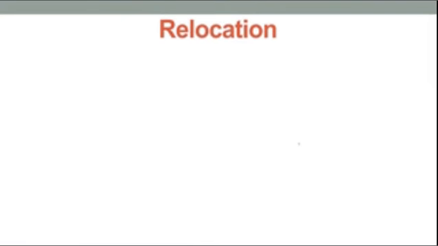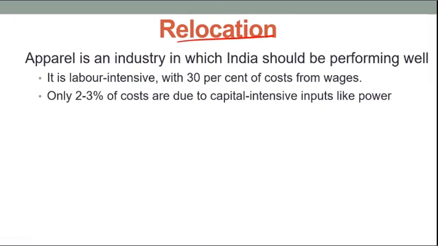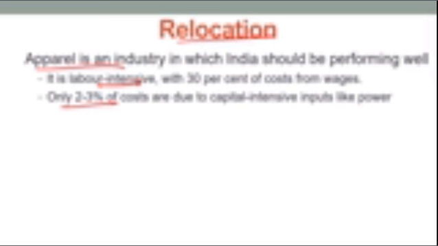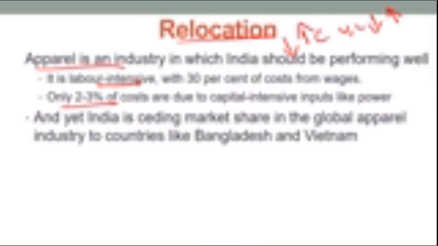Now, the next interesting part, as we saw in the summary overview, is that relocation is happening. First type of relocation is the apparel industry is functioning well. It's labor intensive. Unlike the fertilizer sector, apparel is a labor intensive sector. Only small costs come from capital intensive input. So always it's about capital versus labor, right? So anything which is more capital intensive will be less labor intensive. Anything more labor intensive will be less capital intensive. Apparel is labor intensive, whereas fertilizer is capital intensive.